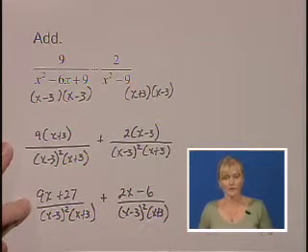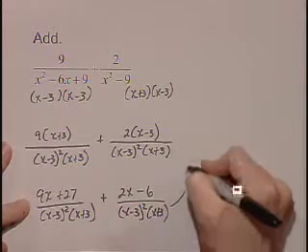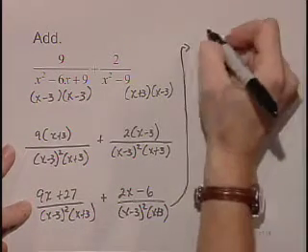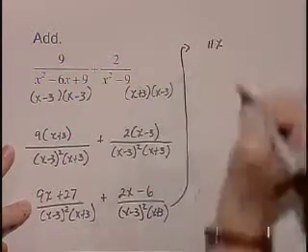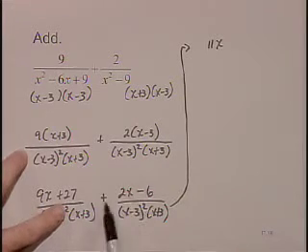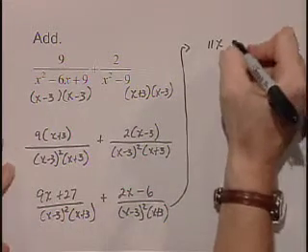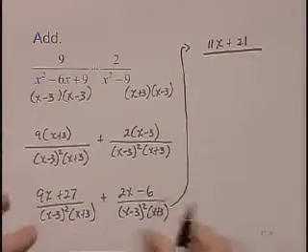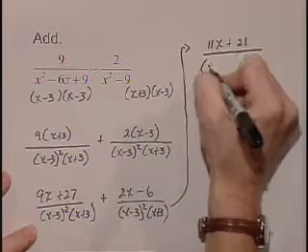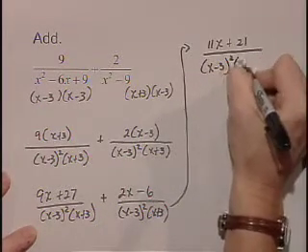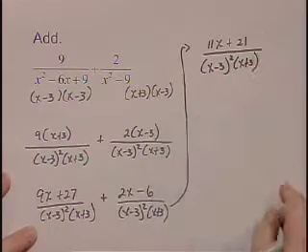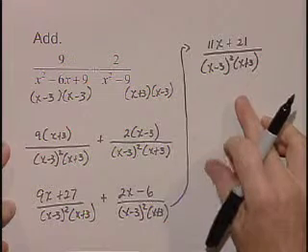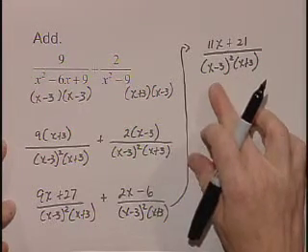Now we're ready to add our numerators straight across, combining like terms. We have 9x plus 2x, which gives us 11x. We have 27 plus a negative 6, so watch your signs. That gives us 21, all over our like denominator, which was our LCD, the x minus 3 squared and the x plus 3. So adding our two original fractions, finding the LCD, results in 11x plus 21 all over x minus 3 squared, x plus 3.